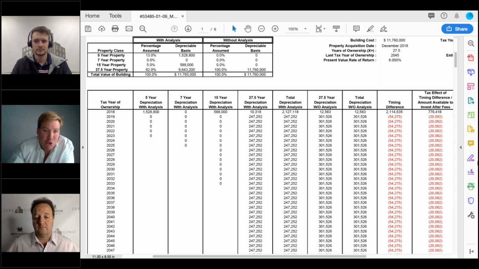So you're able to reap all the benefit of doing a cost seg study. So Boomer, I get a lot of questions from students saying, what is the minimum size deal that we actually start considering doing a cost segregation study? That's a great question, Gino.